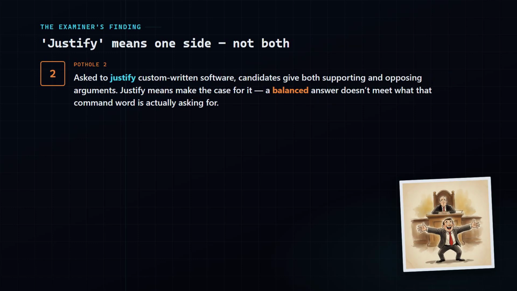Here's the second, and it's a command word issue. Asked to justify custom-written software, candidates give both supporting and opposing arguments. Justify means make the case for it. A balanced answer, weighing both sides, doesn't meet what that command word is actually asking for.